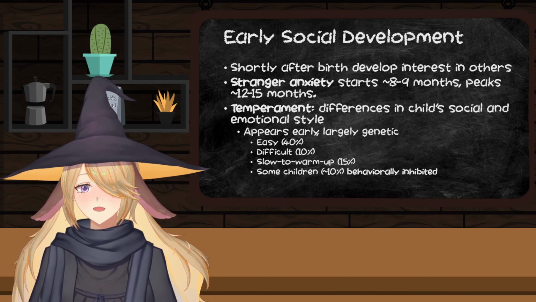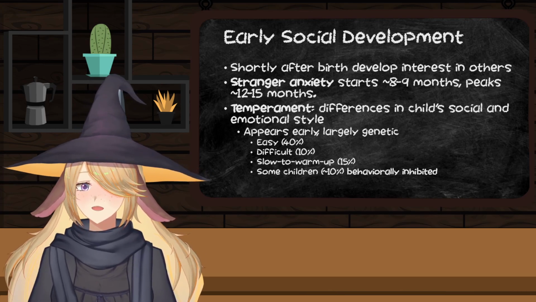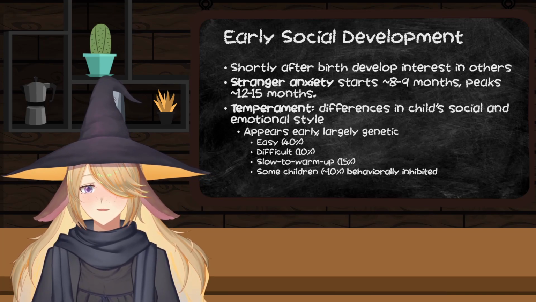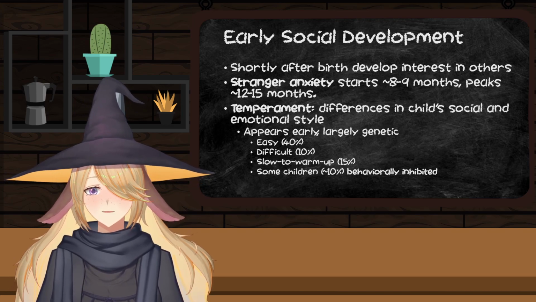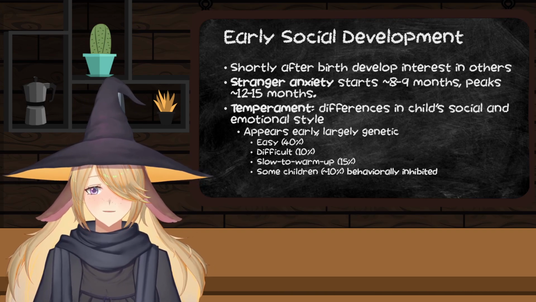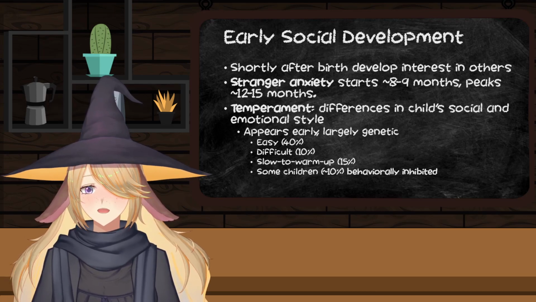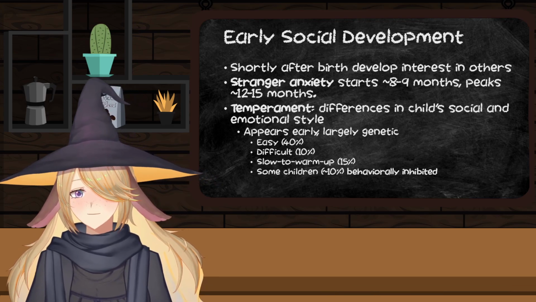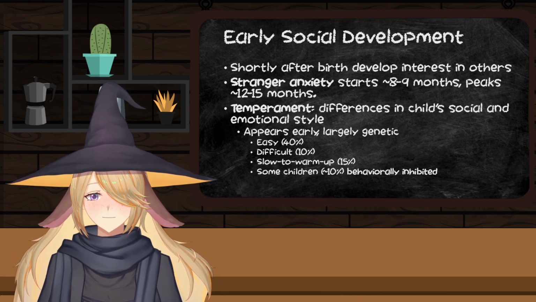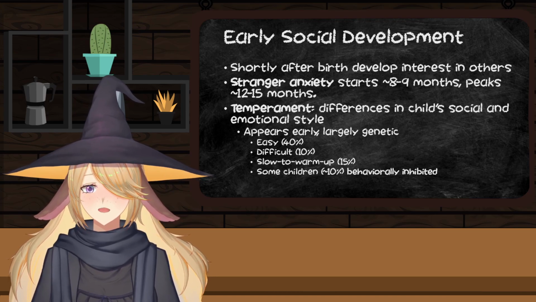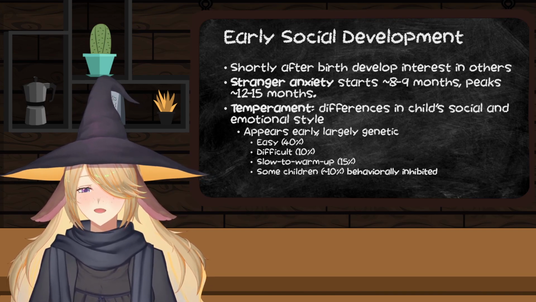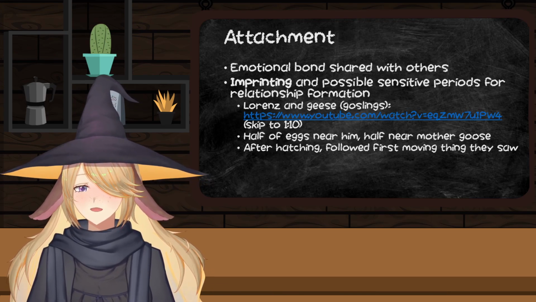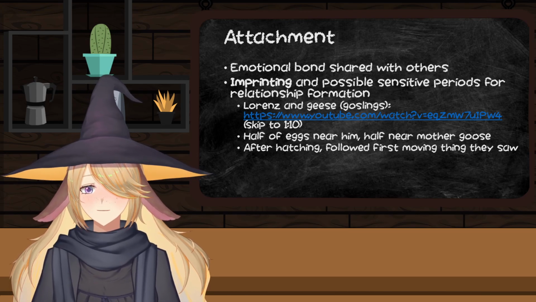And even then, as time goes on, very young children will start to develop temperament, showing largely a genetic influence, according to some studies, with differences in social and emotional styles that tend to emerge early on. About 40% of babies would be considered easy, 10% are difficult, 15% are slow to warm up, and about 10% might show some level of something considered behaviorally inhibited or very withdrawn, even. And this translates to attachment and how we develop emotional bonds with other people.